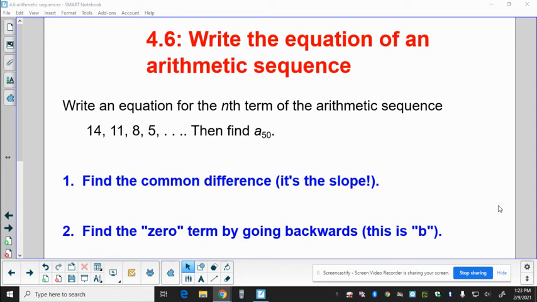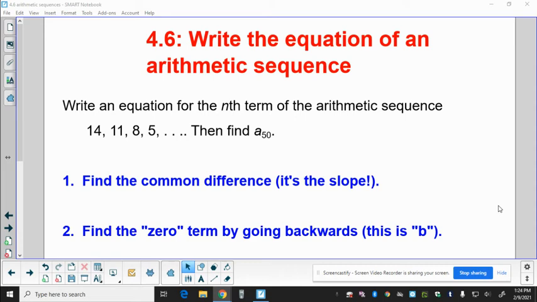It says write an equation for the nth term of the sequence given, 14, 11, 8, 5, etc. Then find a sub 50, which means find the value of the 50th term of that sequence, which is way down the line, right? So what we want to do is recognize that an arithmetic sequence, because it's generated by adding the same number over and over again or subtracting the same number, is the same thing as a line. So if we can just write the equation of a line denoted by these numbers, then we've got the equation for the sequence, and then we can find any term that we want to. Let's get right into it.